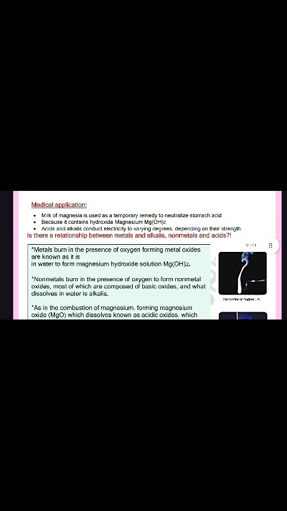Medical applications. Milk of magnesia is used as a temporary remedy to neutralize stomach acid. So if you have a high level of acidity in your stomach, you have to drink milk of magnesia because it contains magnesium hydroxide.